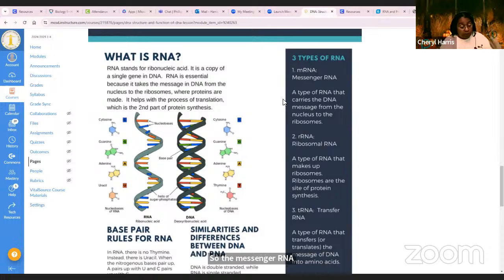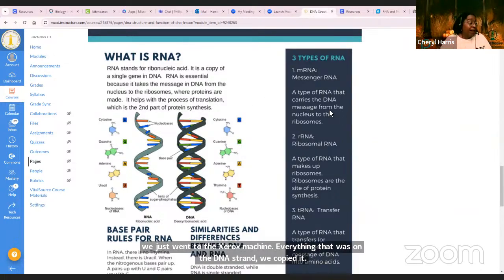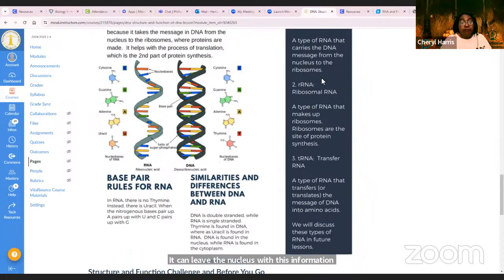Okay, we just went to the Xerox machine. Everything that was on the DNA strand, we copied it, and now the messenger RNA has it. It can leave the nucleus with this information. All right, when it does that, it goes to the ribosome, and the ribosome is the factory. And you have an assembly line, and the ribosomal RNA is lined up to receive the message or the instructions from the messenger RNA.